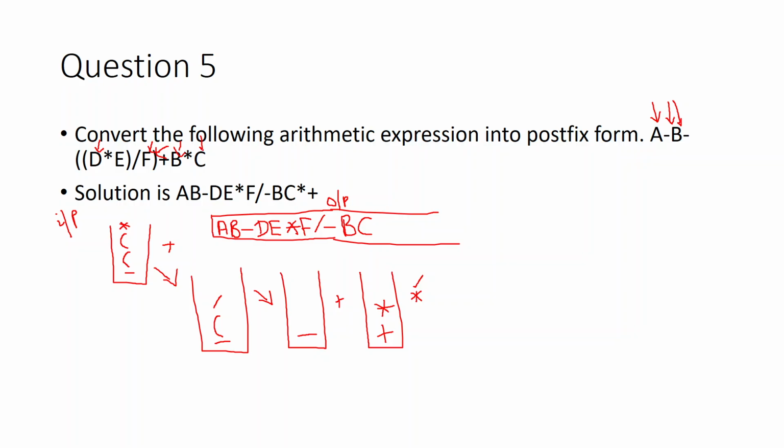Now we have come to the end of the expression. When we reach the end of the expression, we pop all the elements from the stack one by one. The existing elements in the stack are multiplication, which comes out first, then plus. Now after removing, the stack is empty. Now we can stop our algorithm. The corresponding answer is AB minus DE star F slash minus BC star plus.